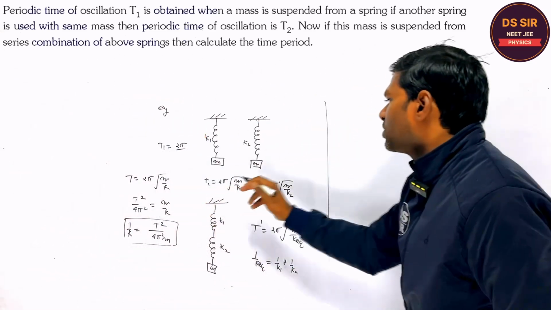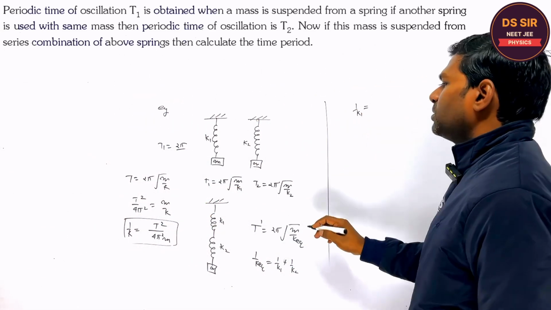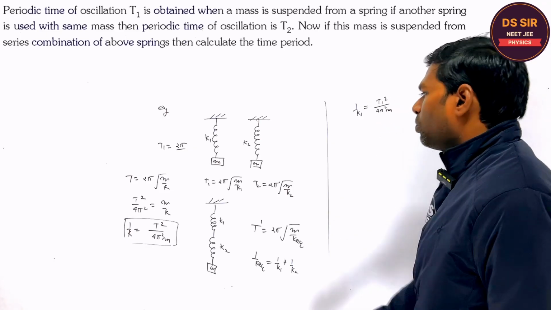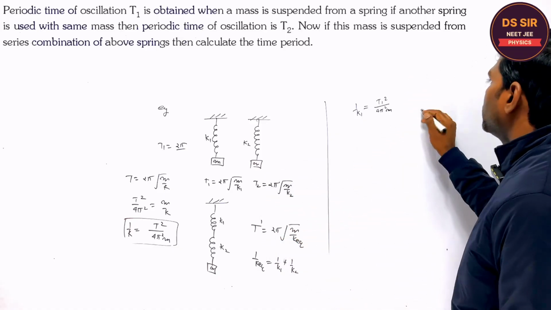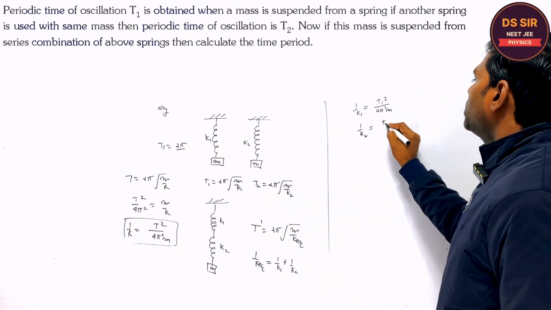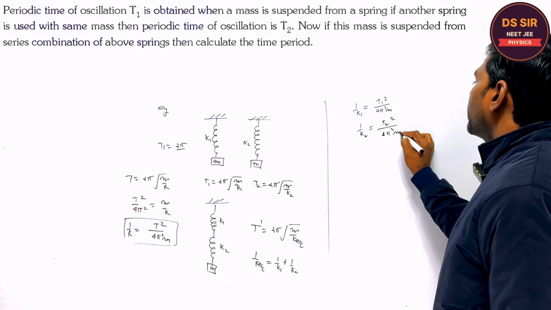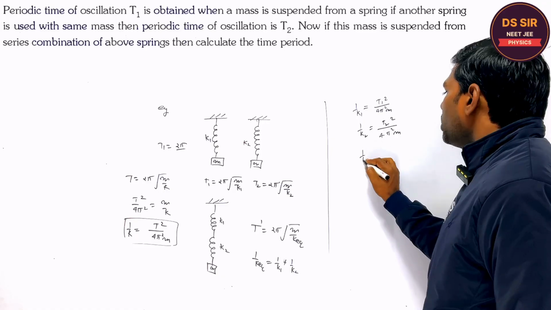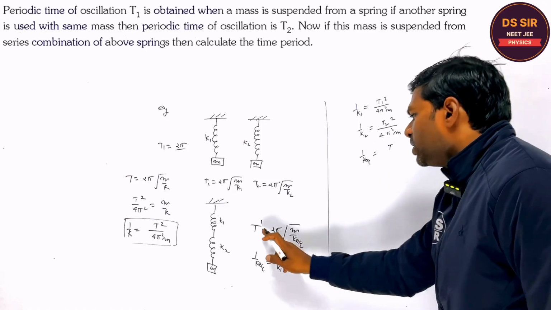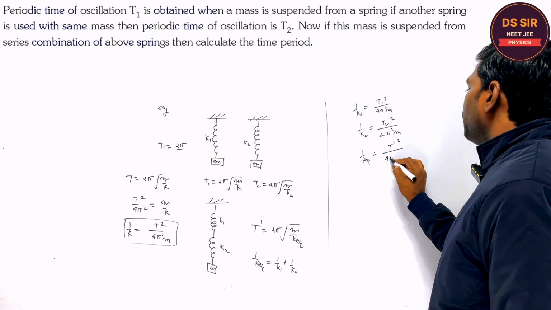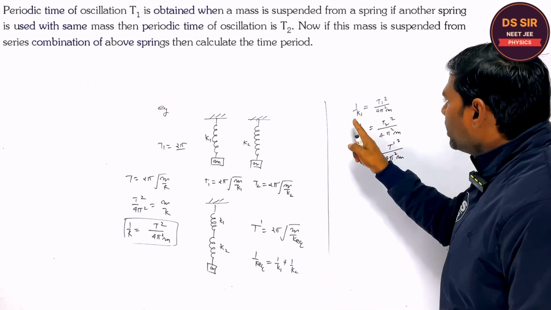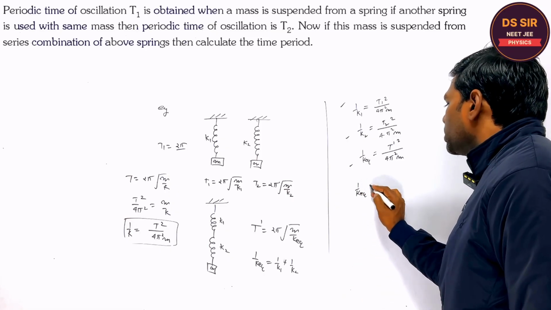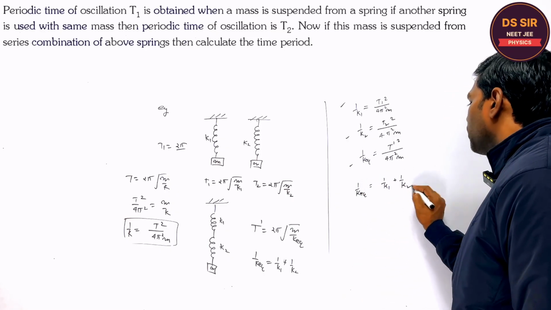So for this case, what is the 1 upon K1 value? It is equal to T1 square upon 4 pi square m. What is the 1 by k2 value from this? 1 by k2 value is T2 square upon 4 pi square m. Is it clear or not, you tell? And from here, what is the 1 by k equivalent value, you tell? It is equal to T dash square upon 4 pi square into m. And what is the relation between 1 by k1, 1 by k2 and 1 upon k equivalent? 1 upon k equivalent is equal to 1 upon k1 plus 1 upon k2.